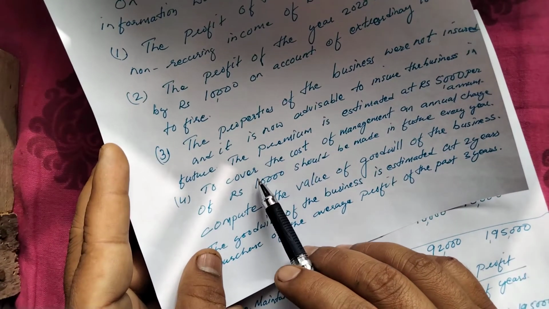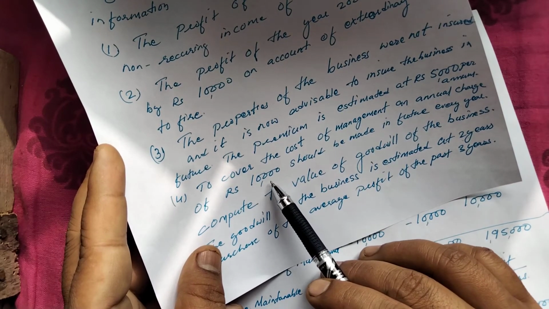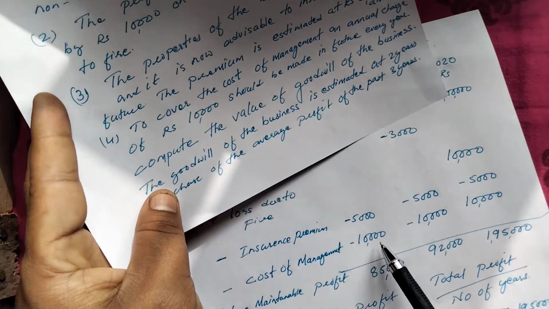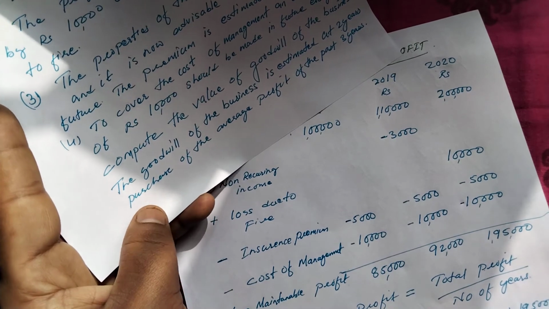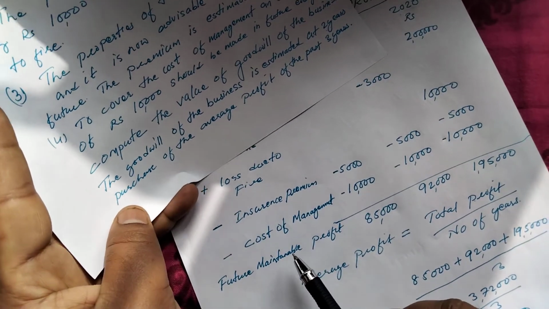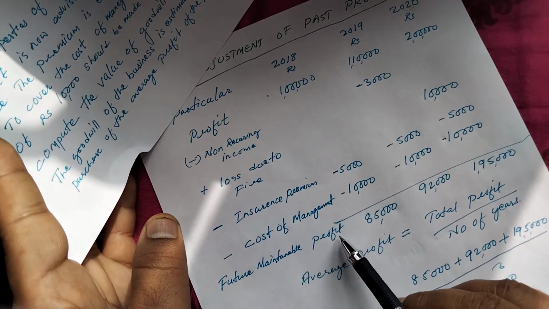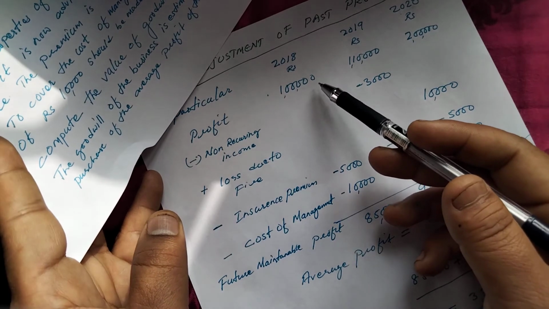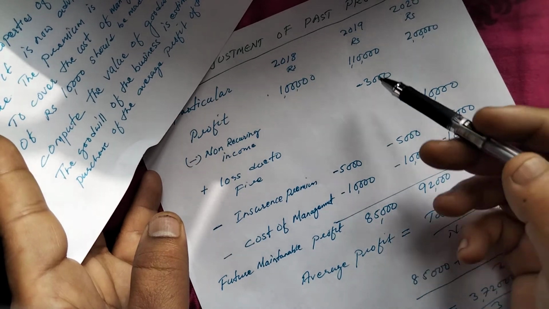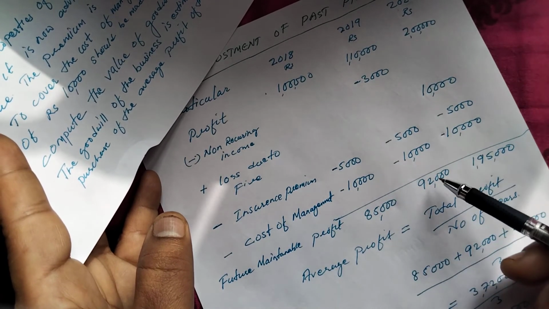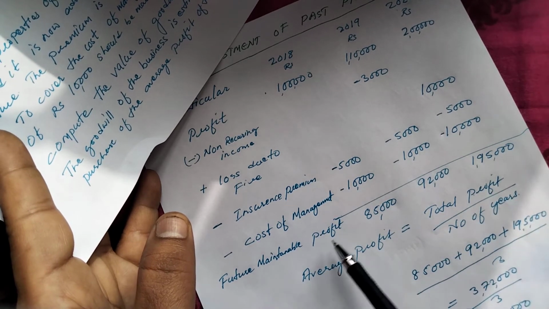Then cost of management is there. It is also expenditure in future. So you have to deduct 10,000 every year. So cost of management, minus 10,000. Like this, after deducting and adding all these things, future maintainable profit will arrive. So it will be 1 lakh minus 15,000, which is 85,000. So when you adjust all these things, it will be 92,000, and this is 1 lakh 95,000. So this is future maintainable profit.